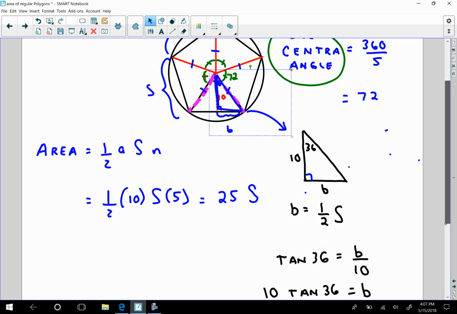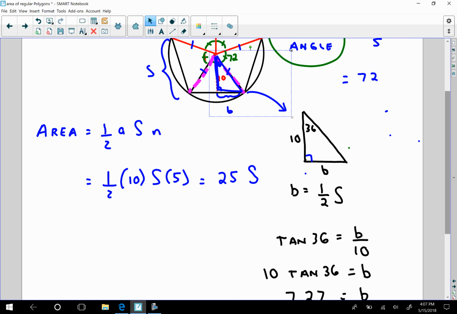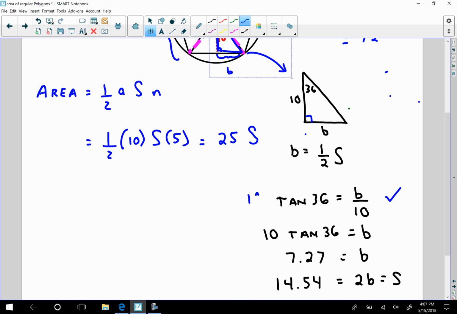So let's use that information. This is what I have right here. What I'm going to do now is find B using a trigonometric ratio. And what do I know? I know that the tangent of 36 degrees is the opposite over the adjacent. So the tangent of 36 degrees is B over 10. I want to solve for B. I'm going to multiply both sides by 10.